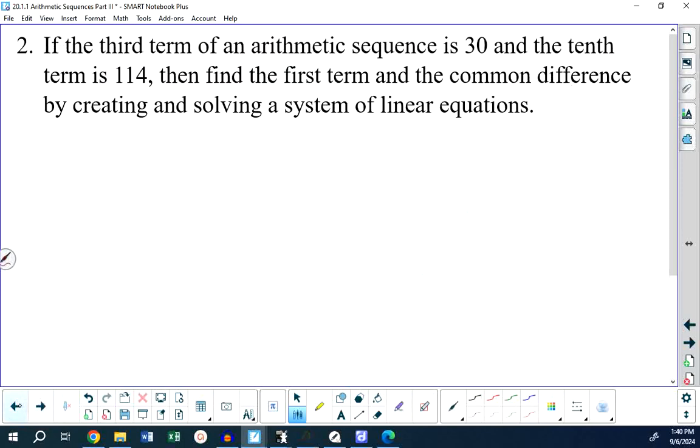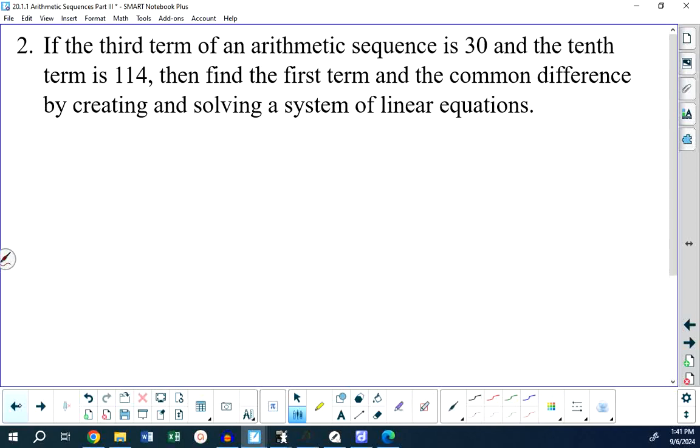Number 2. The third term of an arithmetic sequence is 30, and the 10th term is 114. What are the parameters that define this sequence? And we're asked to solve this in a very specific way, using a system of equations. And I'll come back to that in a bit.